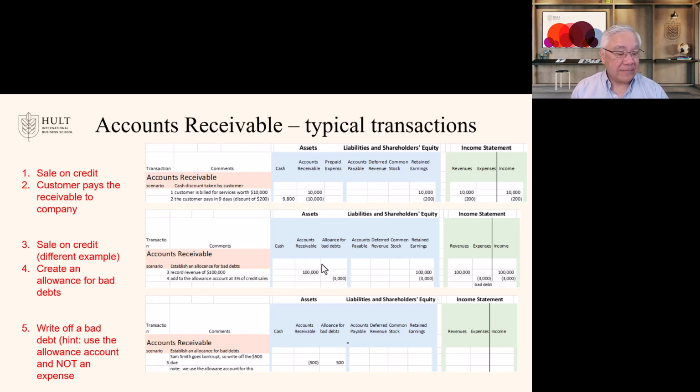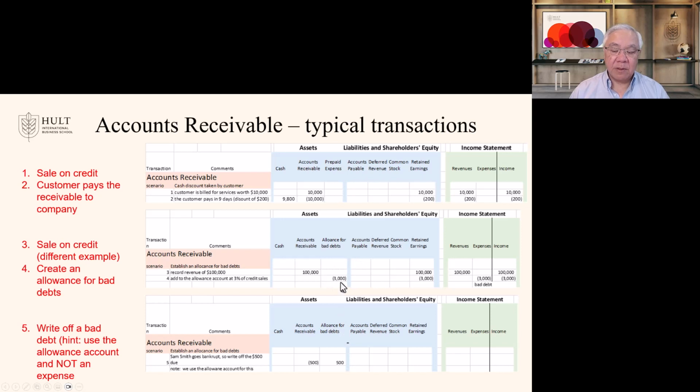bad debts. All right, number 5 is, we have a bad debt. And in this case, Sam Smith goes bankrupt, and it's right down here. So we are going to write off that receivable. Now, this is another one that often is confusing to students. A lot of students say, well, Sam Smith didn't pay. That's an expense. No, it's not. Why isn't it an expense? We knew somebody wasn't going to pay us. Now we know who. So this 500, you see right here, is using some of the reserve that we established.